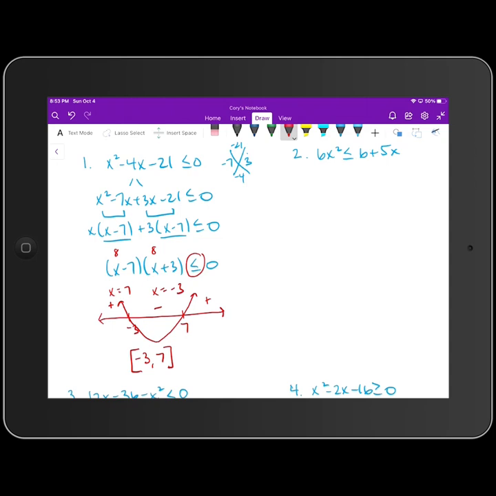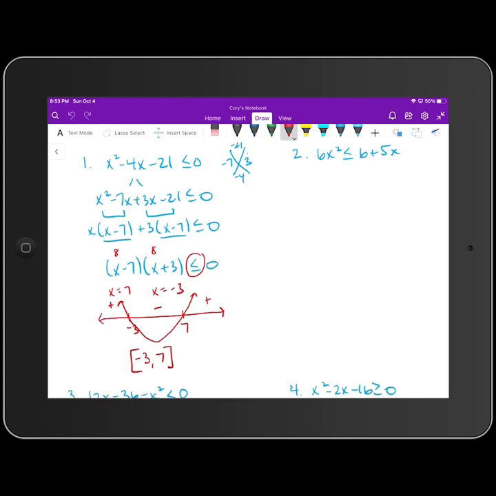So if you want to test values, that's fine. If you want to look graphically, that's okay as well. Both of those are effective for determining the intervals on which the product is positive or negative. Okay, so let's take a look at number 2.